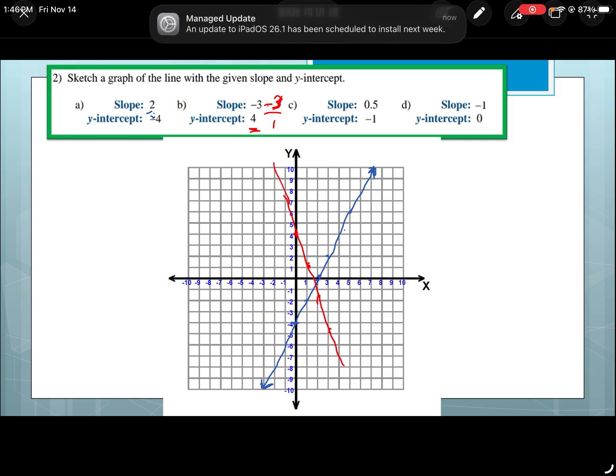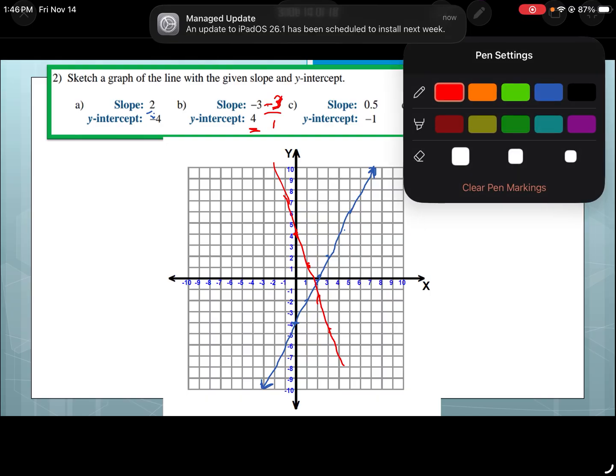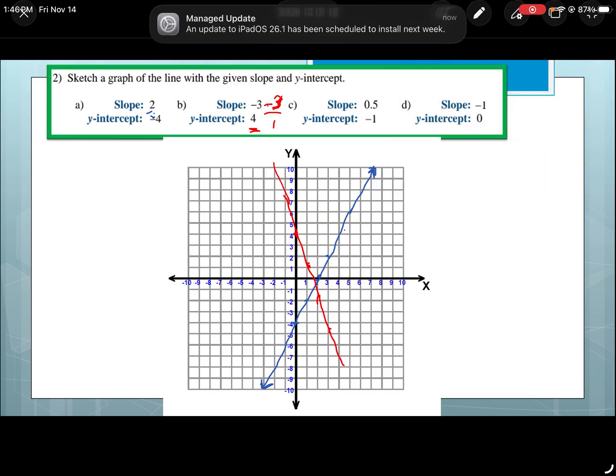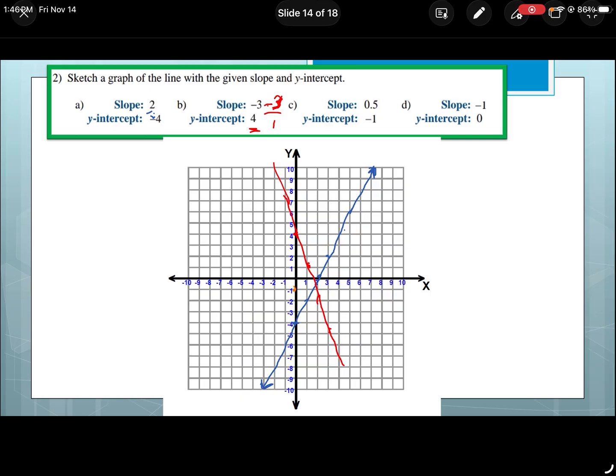For this one, let's do orange. Y-intercept is -1, let's put a dot there. Slope of 0.5, if you know 0.5 is 1 over 2, that makes it much easier. But if not, you could have made it 0.5 over 1, and for every 1 you go right, you go up 0.5. Instead, I'm going to go right 2 and up 1. So we go right 2, up 1, right 2, up 1, right 2, up 1, right 2, up 1, and we get the line looking like that.